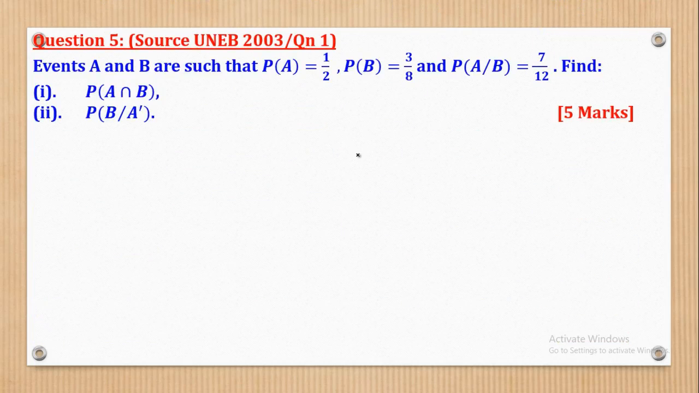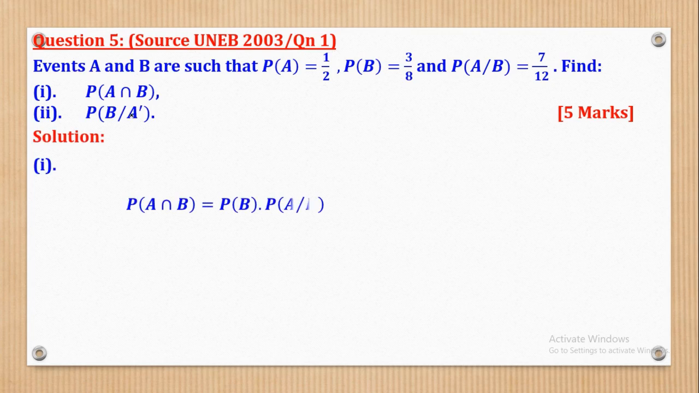Now we shall go to question 5. Question 5 came from UNEB 2003, paper 2, question 1, and it says events A and B are such that probability of A is equal to 1/2, probability of B is equal to 3/8, and probability of A given B is 7/12. Find Roman 1, probability of A intersection B, and Roman 2, probability of B given A complement has occurred. So we shall start with Roman 1.